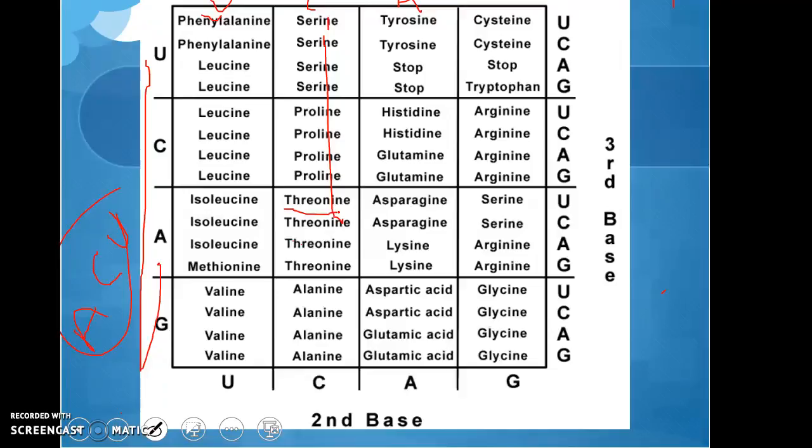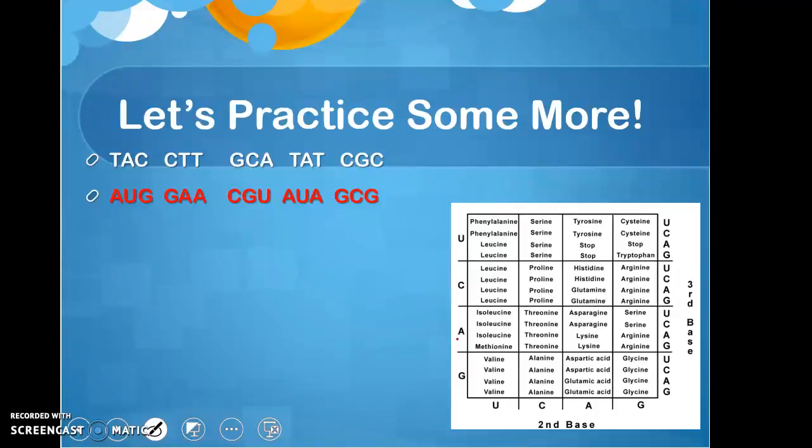GAA would give you glutamic acid right here. Glutamic acid. All right, so let's see what this means. How does this work? Okay, so here is my DNA right here, TAC-CTT. It should be the same one that we practiced earlier. It gave me the mRNA, this one.